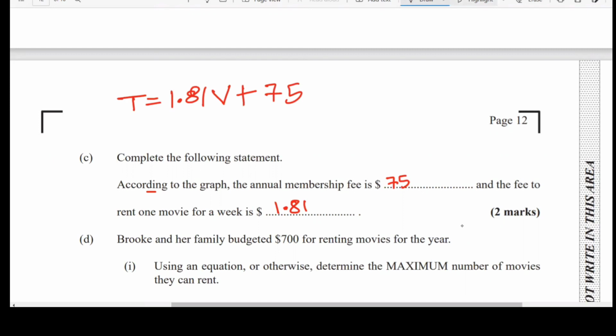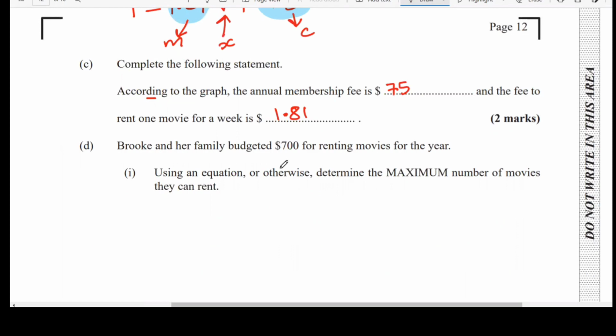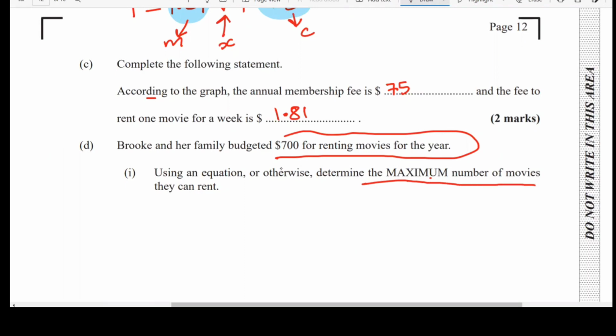It's the same relationship that you have to relate to the equation of a line, the gradient, and these are the two variables that we are dealing with. See them there? This one is on the x-axis and this one is on the y-axis. Same thing. Y is, and this is our m and this is our c. And they actually told you that it was m and c, probably to bring back memory. Brooke and her family budgeted $700 for renting movies for the year. Using an equation or otherwise, determine the maximum number of movies they can rent.